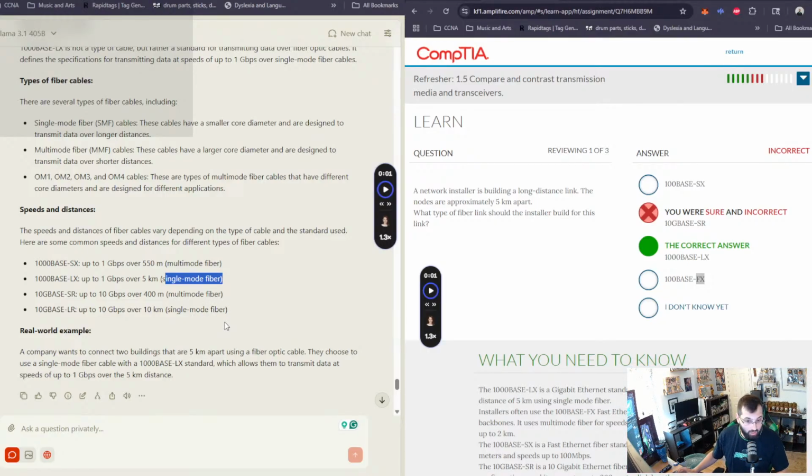Okay, I'm an American, dude. Like, I have a hard time with the metric system. Okay, so what does SX, LX, SR, LR mean? And are there any others? What's happening?